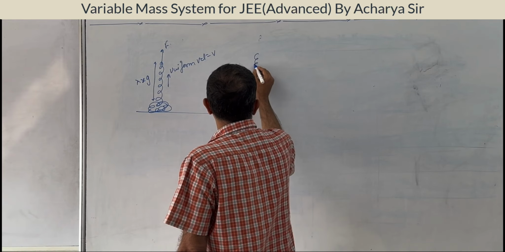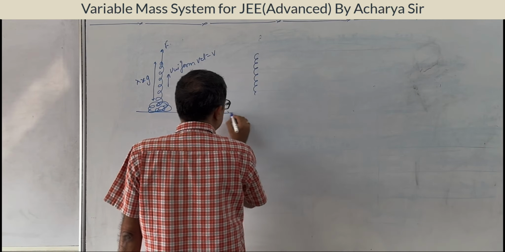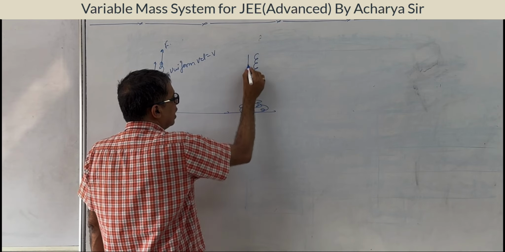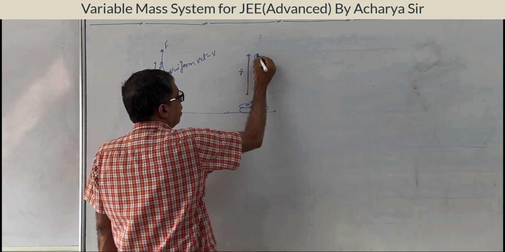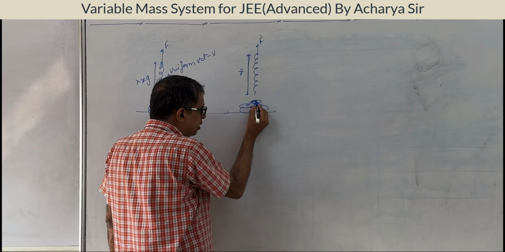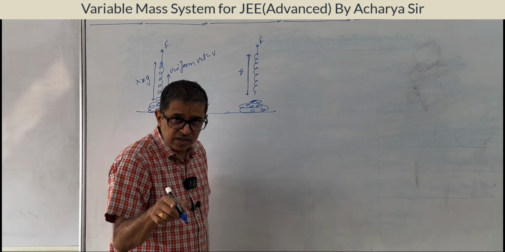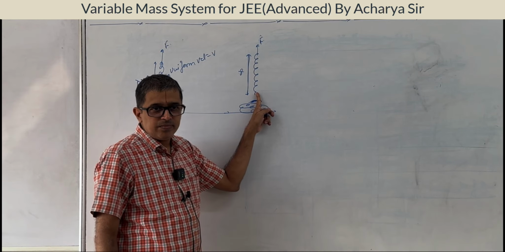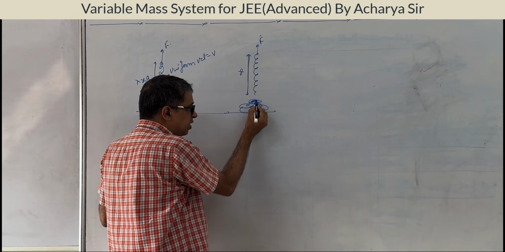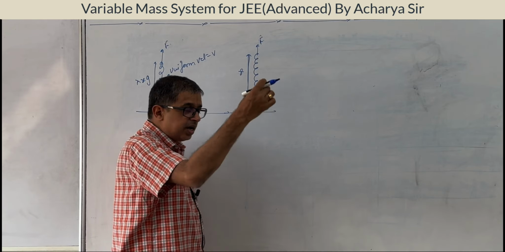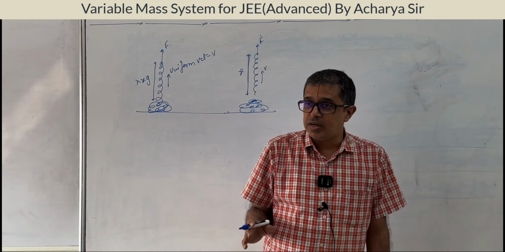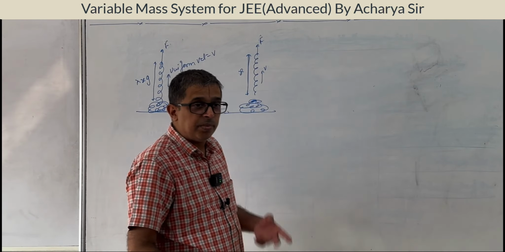I'll split the diagram for clarity. This is the hanging part of the chain. This is the heap of the chain. I am pulling this with a force of F. Now one small element of the chain which is at rest suddenly starts moving with a velocity v. I repeat, pay attention to this. There is a change in momentum. If there is a change in momentum, there is a force.